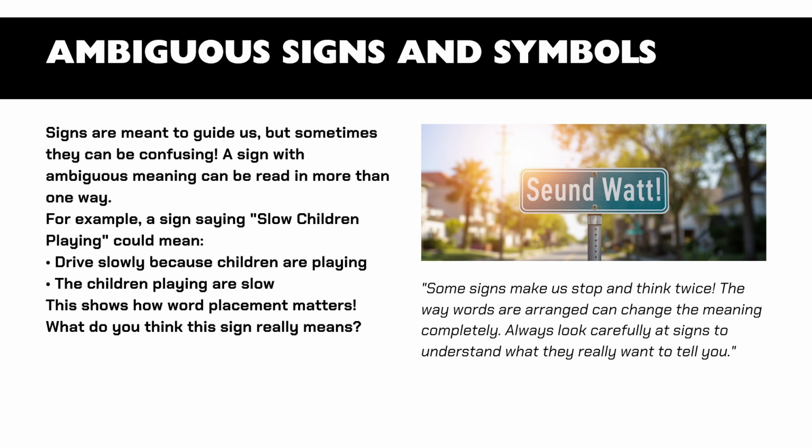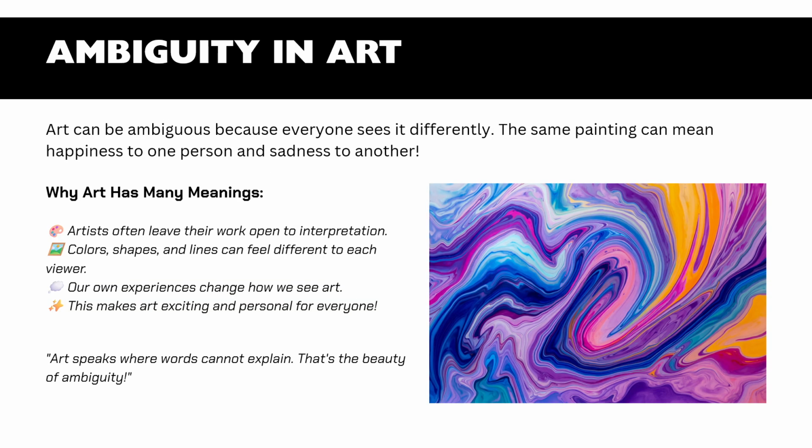Even signs and symbols can be ambiguous. Some signs can be read in different ways. Have you ever seen a confusing sign? That's ambiguity in action. Art is another place where ambiguity lives. A painting or sculpture can mean different things to different people. That's the beauty of art.